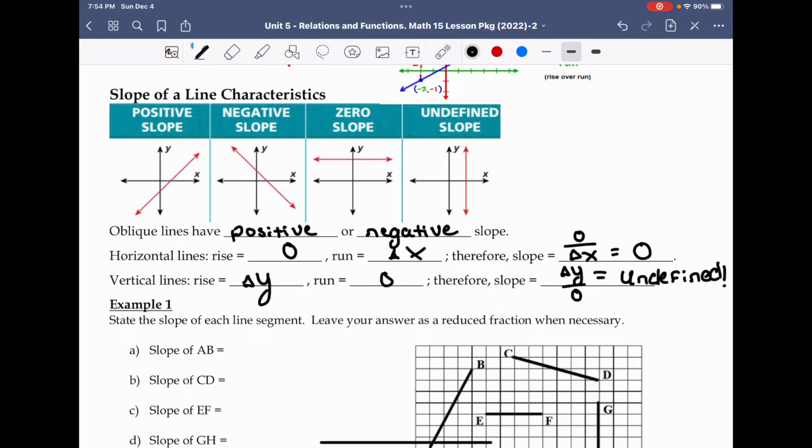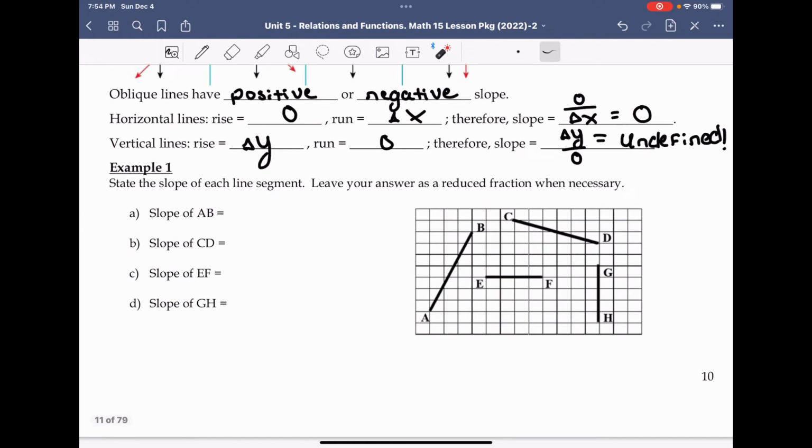So anytime we have a horizontal line, it's a 0 slope. Anytime we have a vertical line, it's an undefined slope. Why is it undefined? We cannot divide by 0. That's your indicator that it's undefined. Now let's move on to example 1 here, where we actually have to determine the slopes of certain lines.